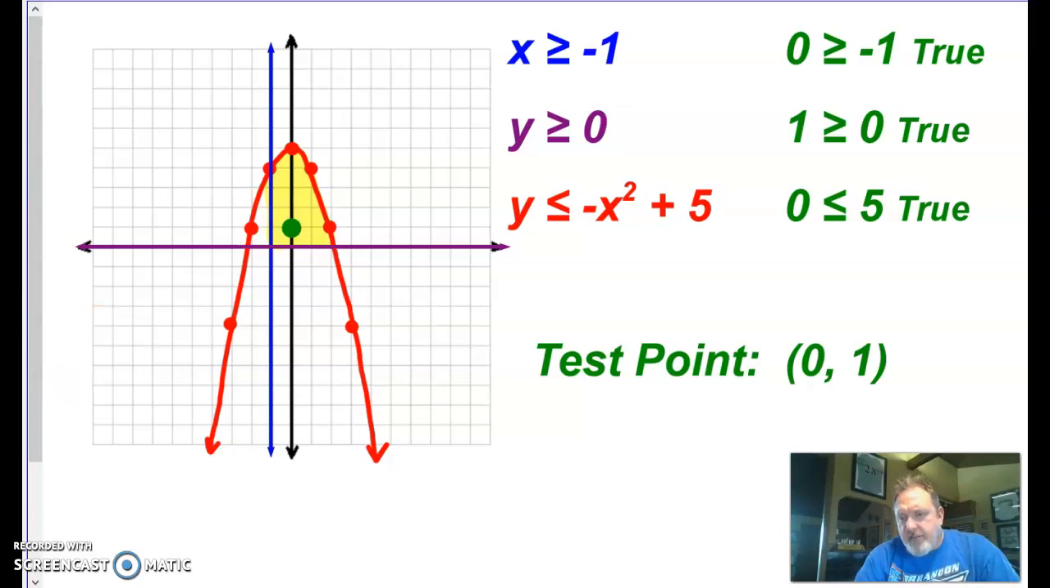And again, regardless of how many inequalities you have, whether you have 1, whether you have 2, 4, the solution region has to satisfy all of them. It has to make them all true.